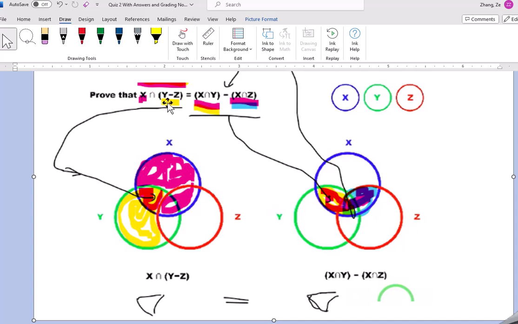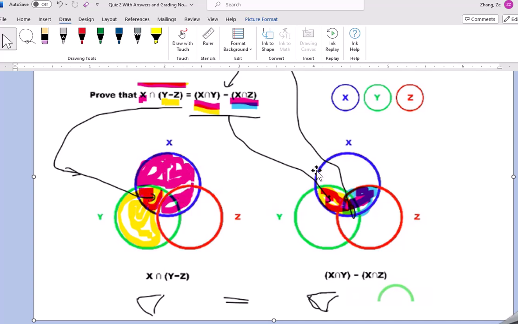X intersection (Y minus Z) is this yellow area intersected with this red area, and that's this shape here. All right, so now I just illustrated down here at the bottom. So that's the left hand side. We remember it, this area.